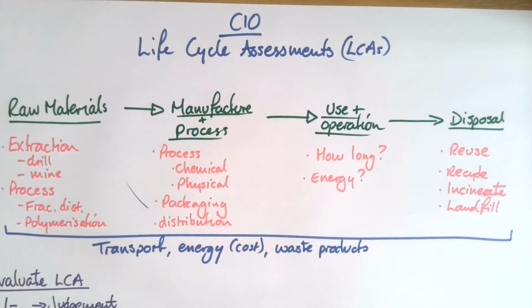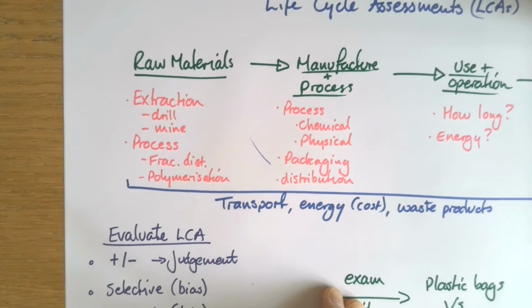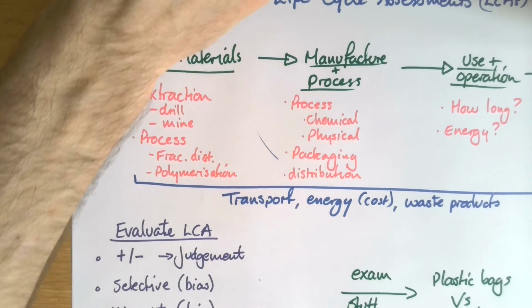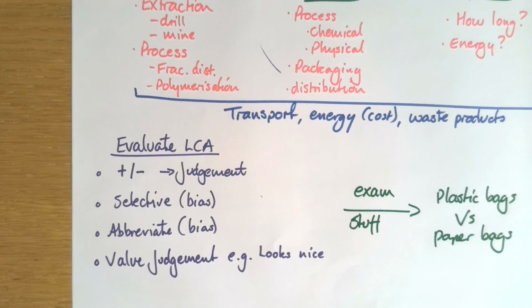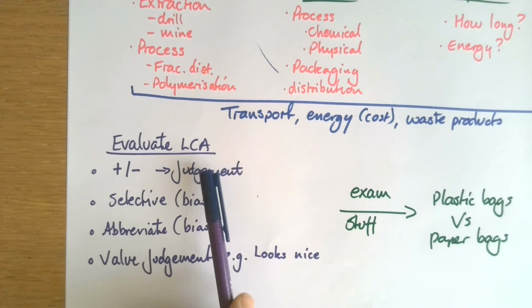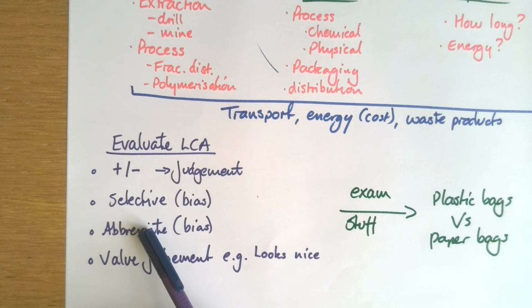And this is a life cycle assessment. This assesses each stage of this process, and it allows companies to decide whether they should manufacture a product in a particular way, or whether they need to change part of the process. Now, you can do an evaluation of a life cycle assessment. The thing is, some companies, once they've done their evaluation, can be selective and abbreviate certain parts, and I'll come on to that in a second.